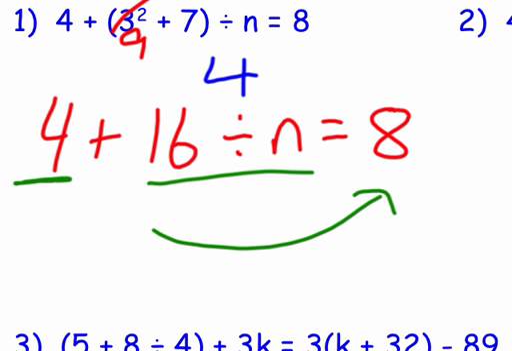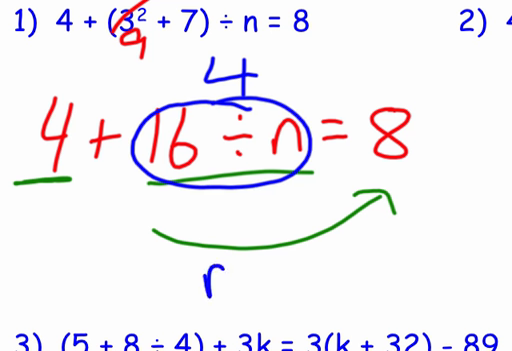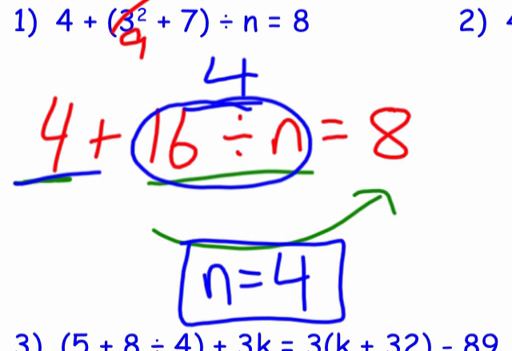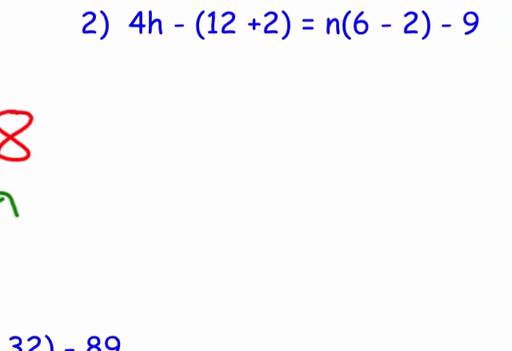Well, what can I put in for n to make this whole thing be 4? Well, 4, isn't it? 16 divided by 4 would make this whole thing 4, and 4 plus 4 gives me 8. So you just got to do that last part mentally.